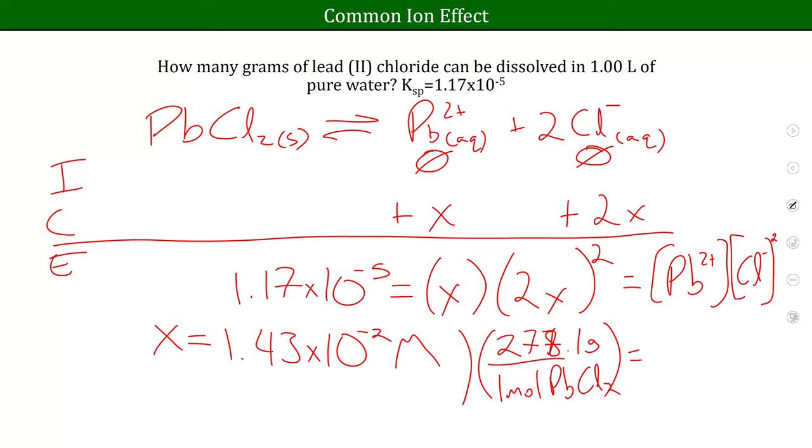If we set our ICE table up right, X is always going to be our molar solubility, because regardless of what our coefficients are over here, it's always for 1 mole of the solid. So in terms of the solid, as long as we use our coefficients right in our ICE table, X will always be the molar solubility. If we want it in mass solubility, we do a quick molecular weight calculation. So we'll get something like 3 grams.